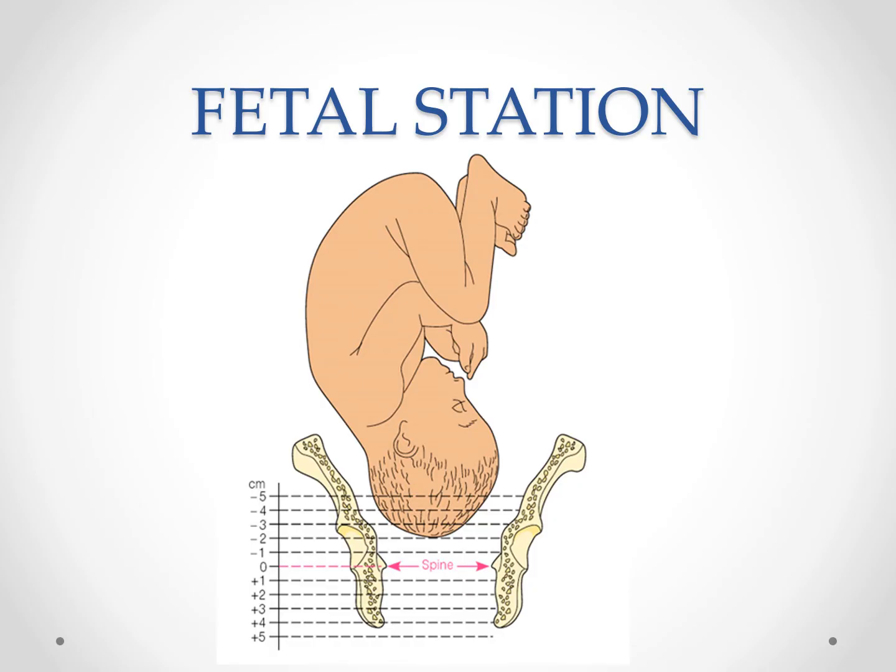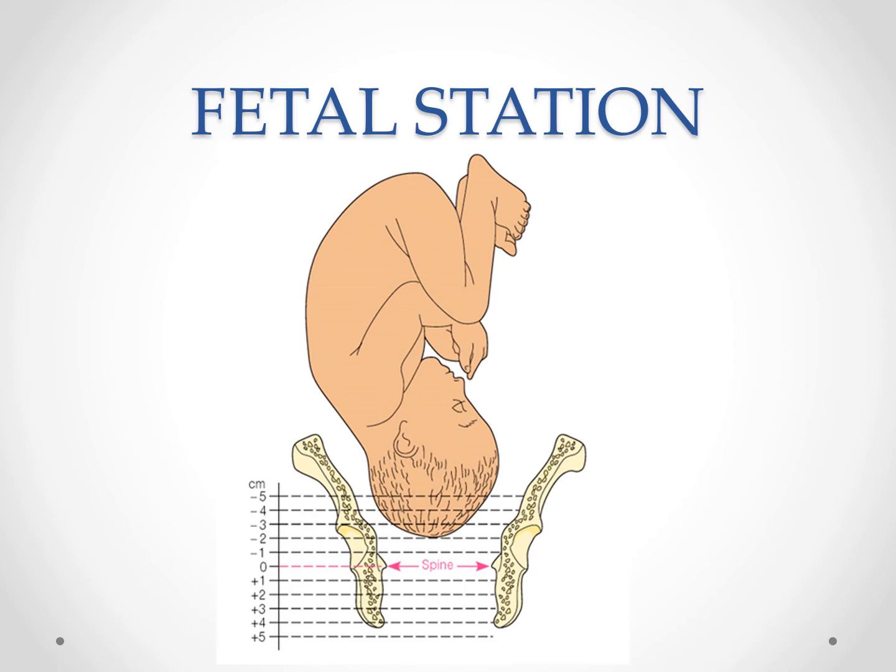This is fetal station. Fetal station refers to where the presenting part of the fetus is in relationship to a very particular spot on the mother's bony pelvis. And that spot is where that red line is drawn, where it says spine. It doesn't mean her spine, but her ischial spine. And those are little bumps. You can see them. And when I bring in my pelvis, I'll show you and let you feel them. You can feel these bony prominences during your cervical checks or your vaginal exams.